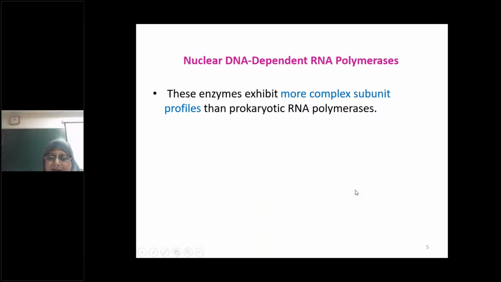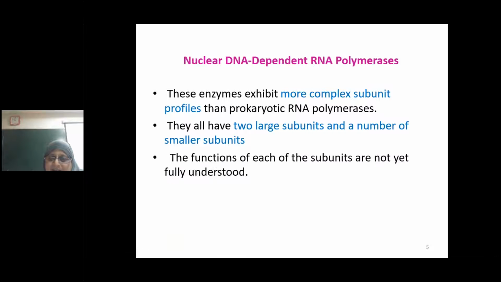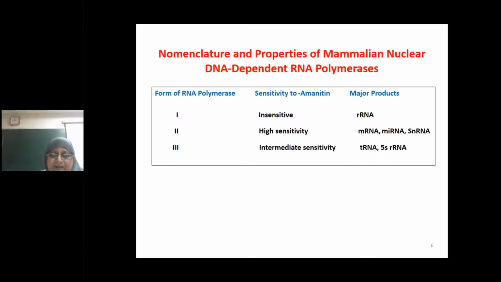Now these nuclear RNA polymerases exhibit more complex subunit profiles than the prokaryotic RNA polymerases. They have 2 large subunits and a number of smaller subunits. The functions of each of these subunits are not yet fully understood. So we are dealing now mostly with these 3 polymerases, 1, 2, and 3.